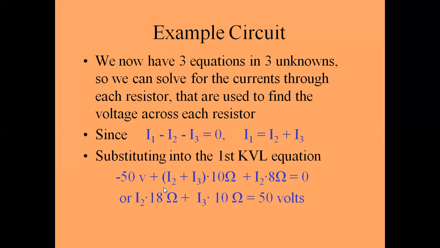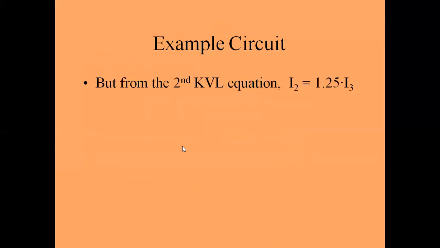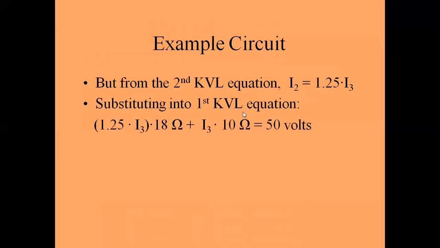Or 18 I2 plus 10 I3 is equal to 50 volt. But from the second KVL equation, I2 is equal to 1.25 I3. So substitute this value of I2 in the first KVL equation, and we will get 1.25 I3 into 18 ohm plus 10 I3 is equal to 50 volts.